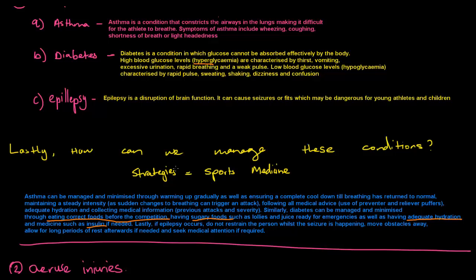And all that means is that if you do have that high blood glucose level, any emergency that happens, if it does get characterized by thirst, vomiting, excessive urination, we do have insulin available to help decrease that blood glucose level. So that's pretty much it for diabetes. And epilepsy is quite simple, and all it is is a disruption of brain function, and it causes seizures or fits, which may be dangerous for young athletes and children.